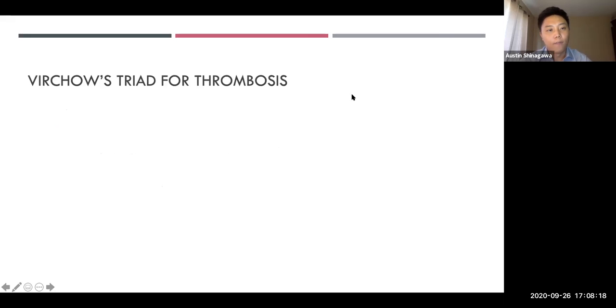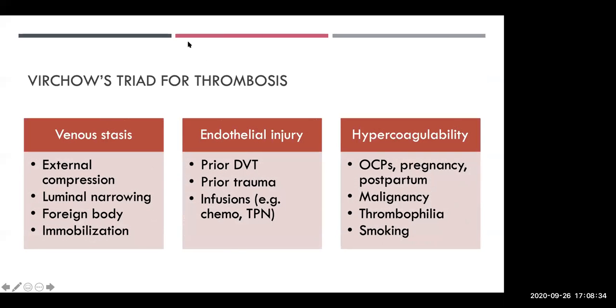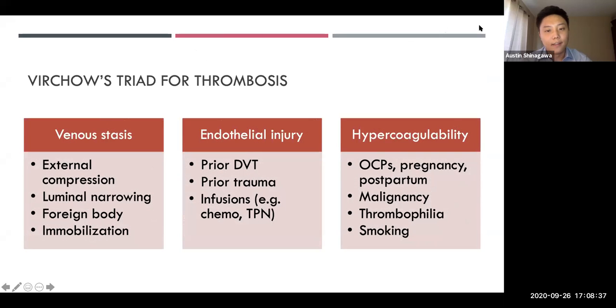So starting off with Virchow's triad for thrombosis, can anyone name the three components or one of the three? Turbulence, hypercoagulability, and stasis. Perfect. All right, so yeah, venous stasis, endothelial injury, and hypercoagulability. You can classify some of the risk factors into these three criteria.